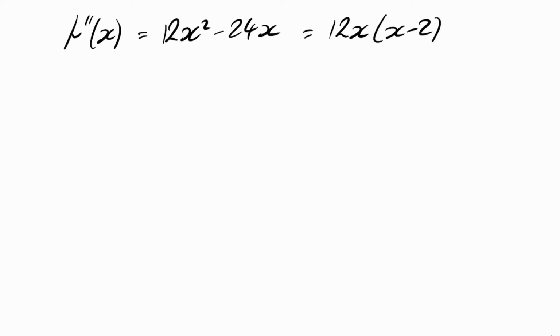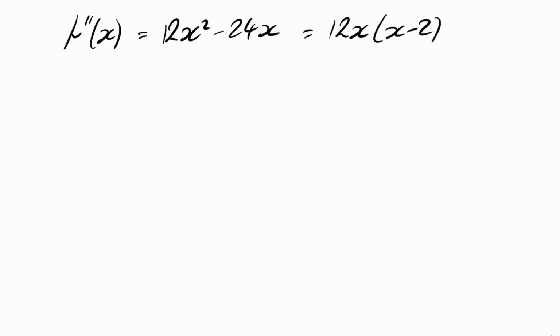Now let's look at the concavity. For this we need the second derivative, 12x times (x minus 2). And so we can see then that the second derivative goes to 0 at x equals 0 and x equals 2. So these might be points of inflection. But to confirm that, we need to do a sign table.